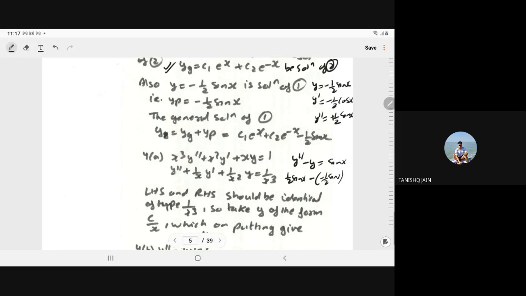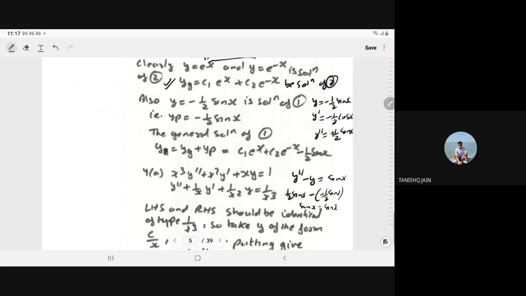So that will give you sin x. So sin x is equal to sin x, it is coming. So it satisfies the given equation. So that will become the yp.